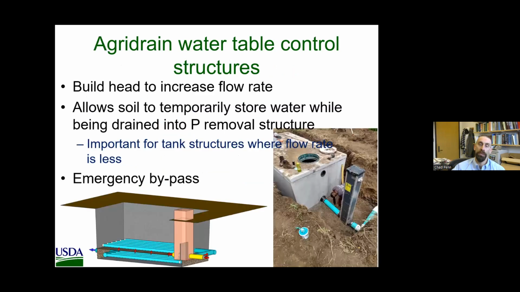And we also use those flow control structures to serve as an emergency bypass. You see here, if you can imagine, here's your tile coming down through, water gets stopped by the flow control structure and diverts into the P removal structure. But if it ever gets clogged up, we can't handle it, then the water height builds up in the flow control structure and then can continue on its way directly to the ditch untreated, serving as an emergency bypass. This is just standard now. Every tile drain structure filter we build now, we use one of those.